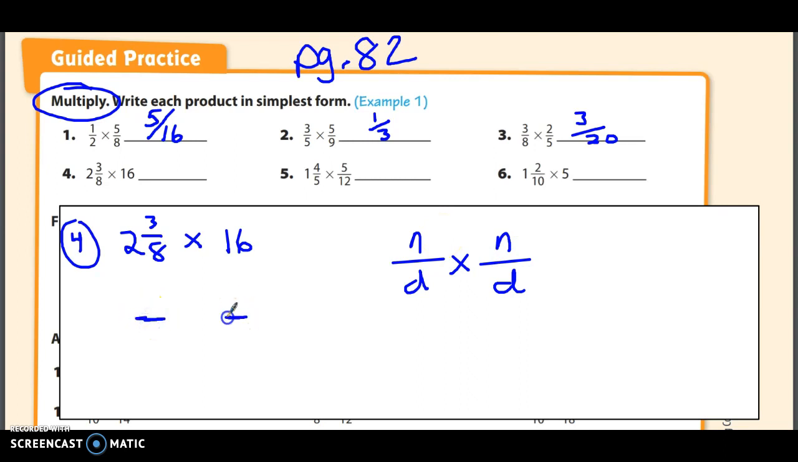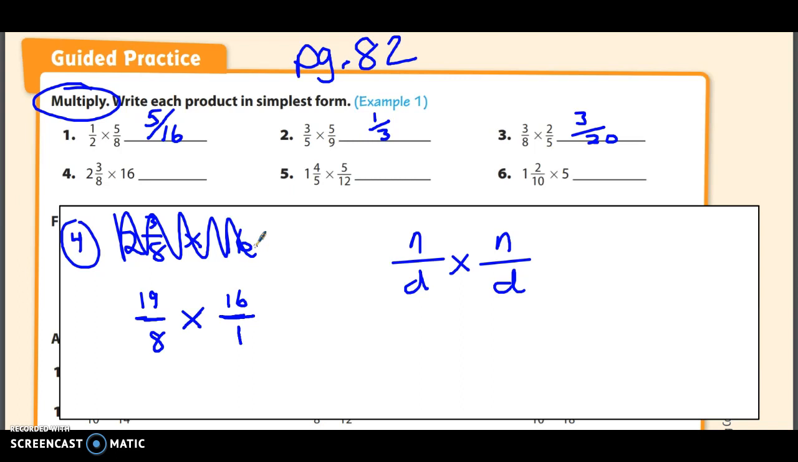Check this out, especially on 16. 16 is the same as 16 over 1. Now I have a numerator and a denominator. This one's a tiny bit harder, but it's not that bad. Check this out. 2 times 8 is 16, plus 3 is 19. This is equivalent to 19 over 8. Denominator stays. Now I have the structure I need. I have a numerator, a denominator, a numerator, a denominator, so I can get rid of this.